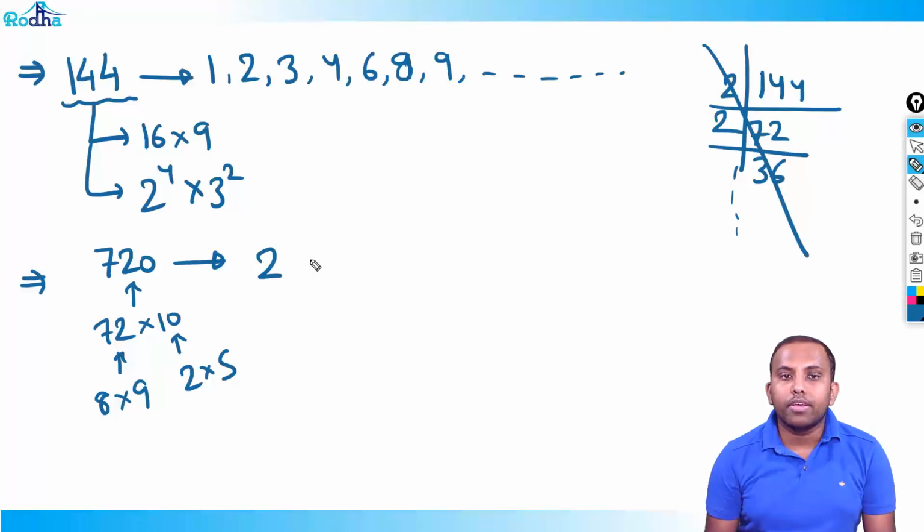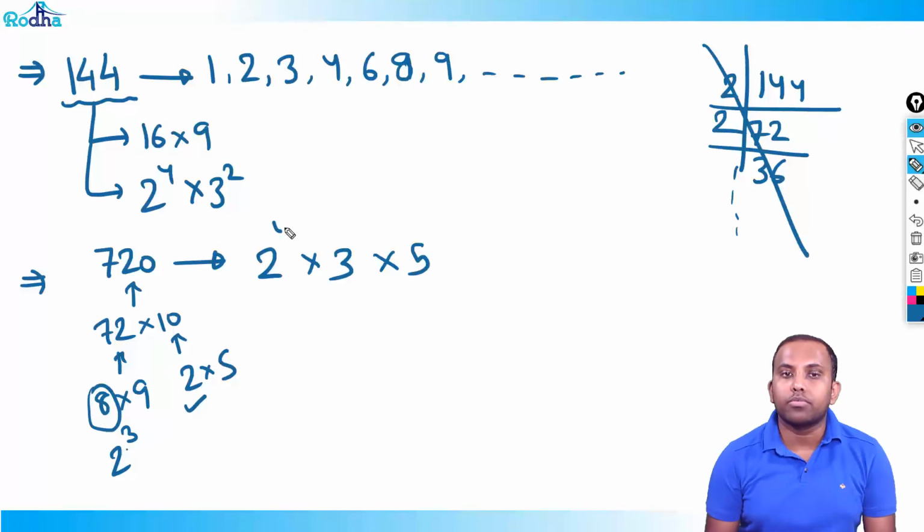Of course, 2 is there. Of course, 3 is there. And of course, 5 is there, with some powers. What is the total power of 2? 8 is nothing but 2 cube, and 1 more 2 here. So 2 cube and 1 2, total 2 raised to 4.